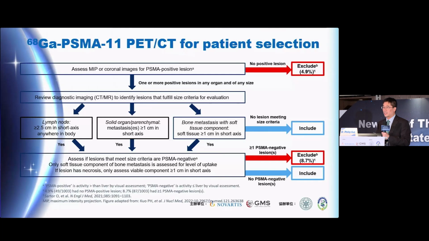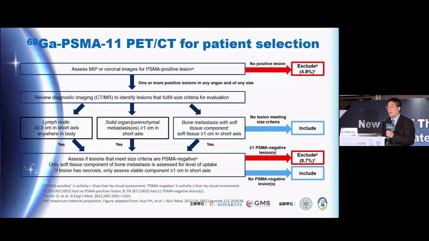It has multiple advantages, but we wanted to include patients who had even 2 centimeter nodes that are PSMA negative, particularly if they had a lot of PSMA positive bone disease elsewhere. We wanted to give them the chance of getting treated with lutetium PSMA 617.